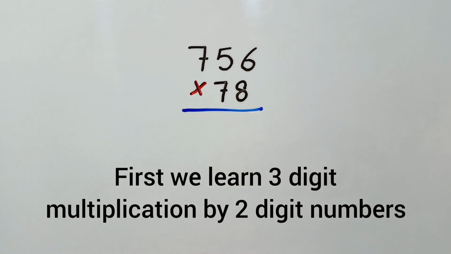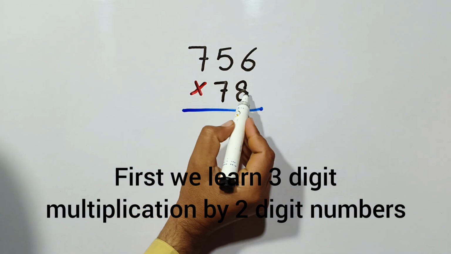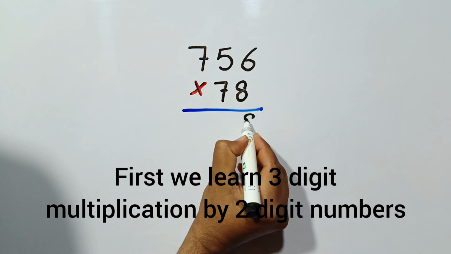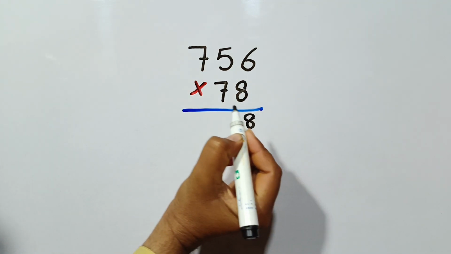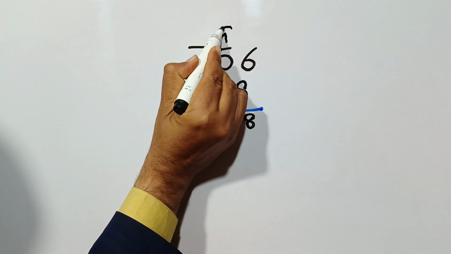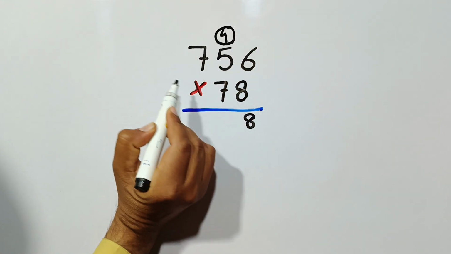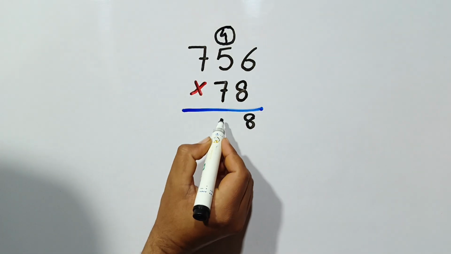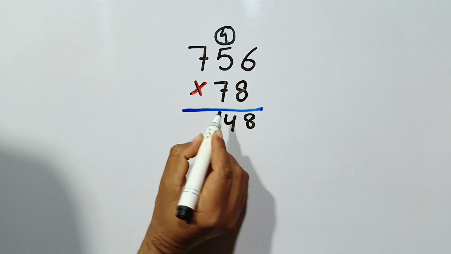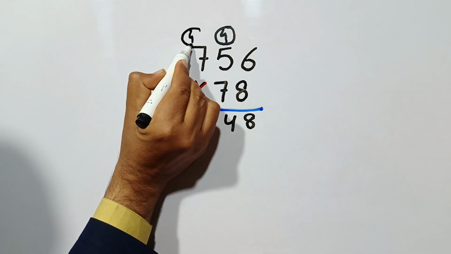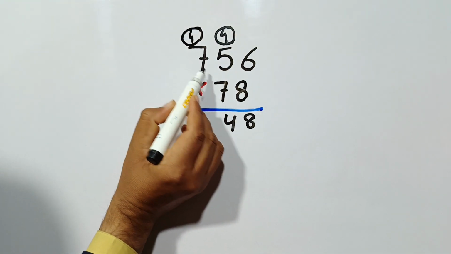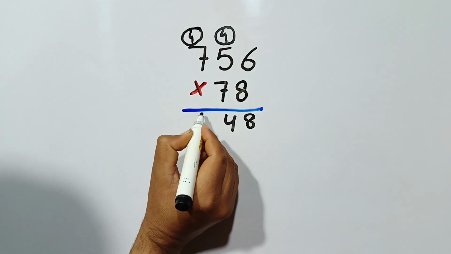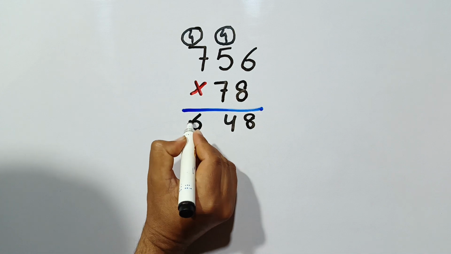Learn easy multiplication tricks. First, 3-digit multiplication by a 2-digit number. First, the 8 table: 6 times 8 is 48 and 4 carry. Now, 8 times 5 is 40 and 4 carry add is 44 and 4 carry. Now, 8 times 7 is 56 and 4 carry, 8 is 60. Now, 60.